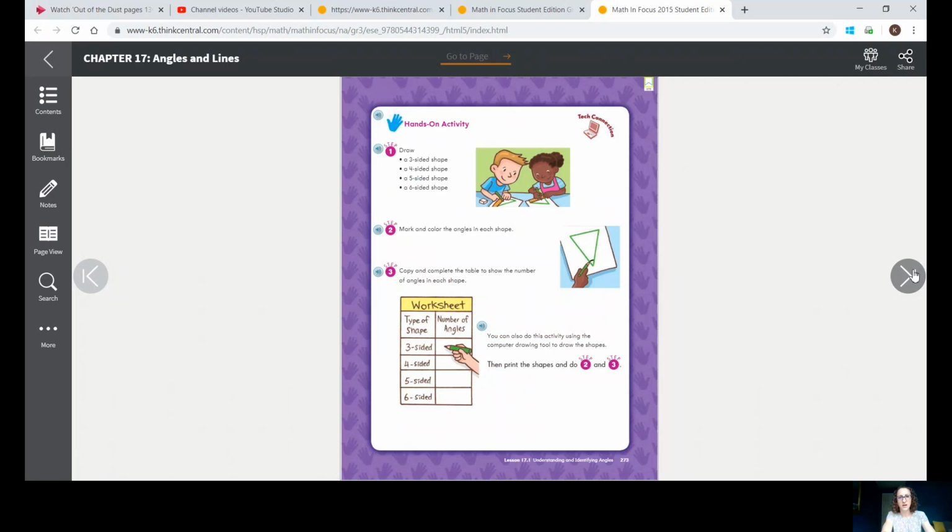Okay, this next activity you can do at the end of the lesson. It's a great hands-on activity that you could do at home. You would just draw these different sided shapes. You'd mark and color the angles on the shape. Here's the example. And then you would copy and complete a table to show the number of angles in each shape.